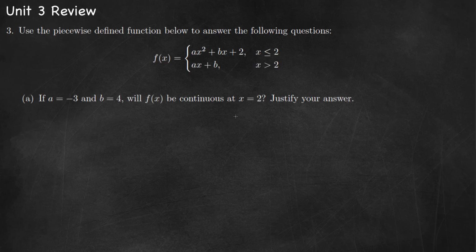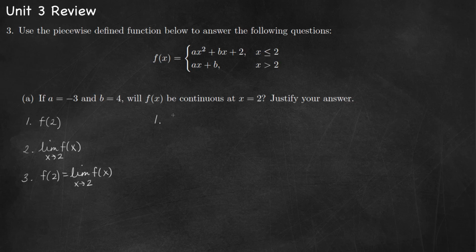In order for f of x to be continuous at x equals 2, we need to have the following. First of all, we need to know that f of 2 is defined, and we need to find what that is equal to. Then we have to find the limit of f of x as x approaches 2 and figure out what that is equal to. And then we have to check to see if f of 2 equals the limit of f of x as x approaches 2. So let's start by finding f of 2.